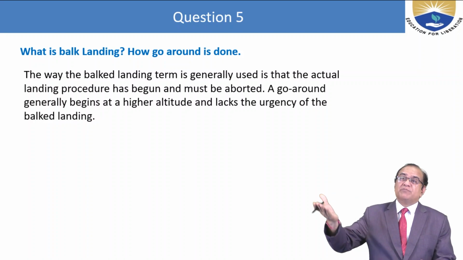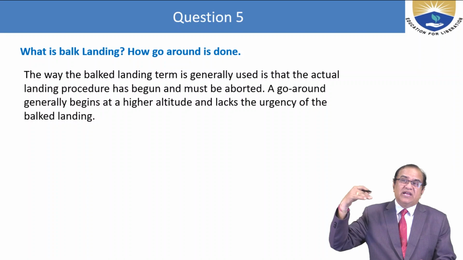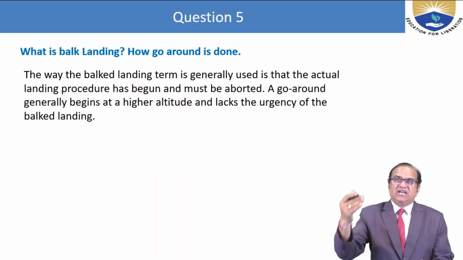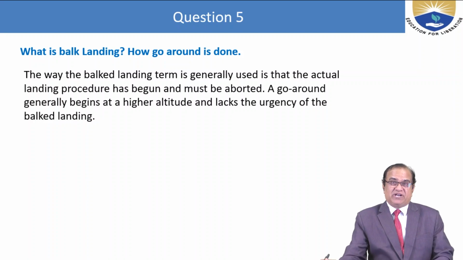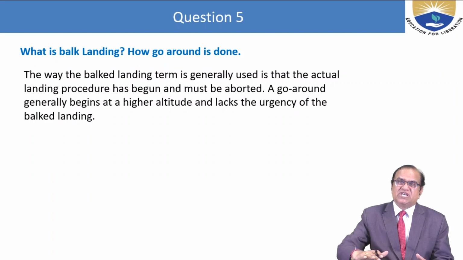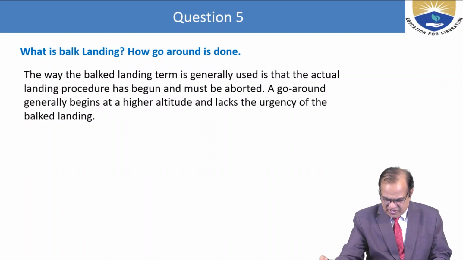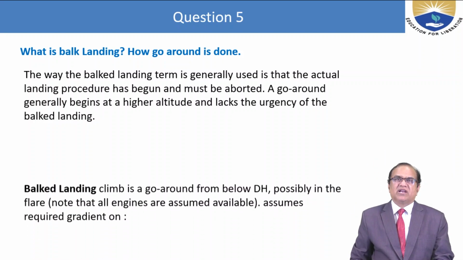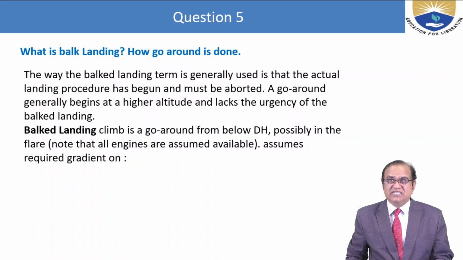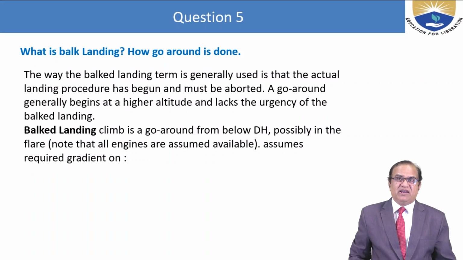It is about to reach the runway. But a go-around is much higher, before the decision height. The aircraft has to abort; that is called the go-around. But if it is very near to the runway, or sometimes about to touch down and then has to take off, that is called the balked landing. Balked landing climb is a go-around from below decision height, possibly in the flare.